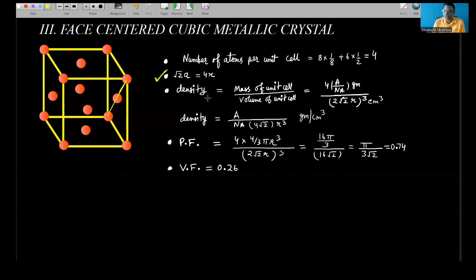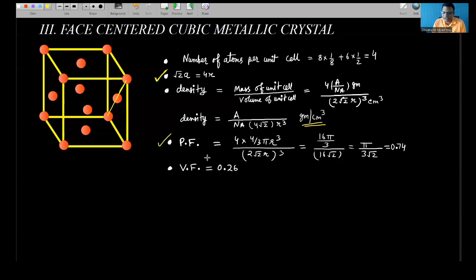So density is equal to mass of unit cell upon volume of unit cell. There are 4 atoms. So mass is 4 into atomic mass divided by Avogadro number upon volume of unit cell. Edge length, if we simplify, is 2 root 2 r. So on simplification, we'll get the density. Be careful about the unit of density. When it is kg, don't forget to divide by 1000.